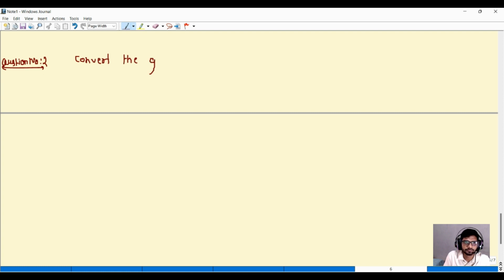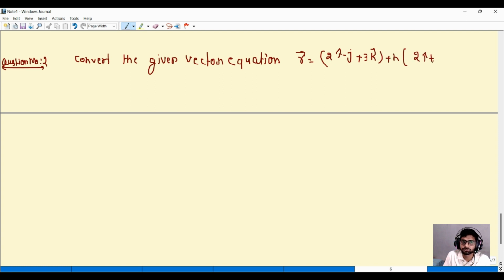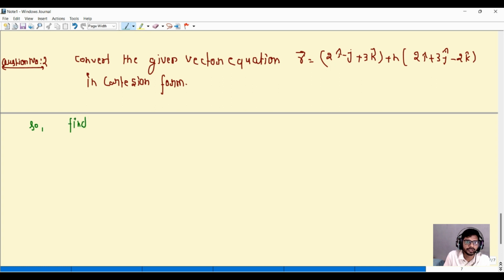Question. Convert the given vector equation r equals 2i minus j plus 3k plus lambda times 2i plus 3j minus 2k into Cartesian form. So how will we solve that? Find the value of lambda.